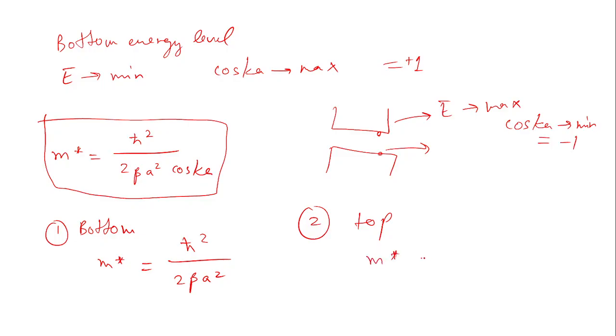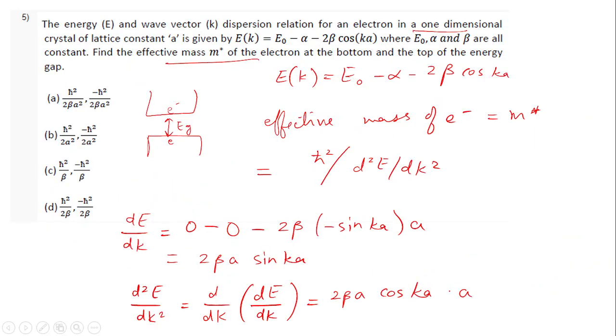So effective mass of electron will become h bar square divided by 2 beta A square, and instead of cos Ka I have to write -1. So basically this will be minus h bar square divided by 2 beta A square. So this is how, depending on where the electron is, its effective mass changes. It even becomes positive or negative depending on which energy level it is. So these are the expressions, and A is the correct answer.